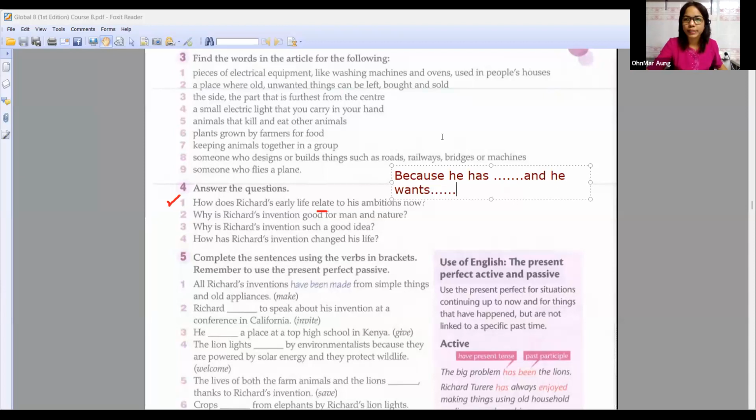Number one, the answer must be like that. Because, take some sentences from the first part, and he wants to be an engineer and a pilot.